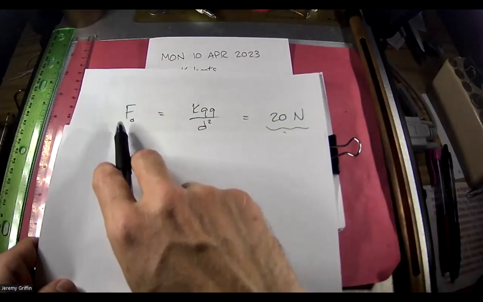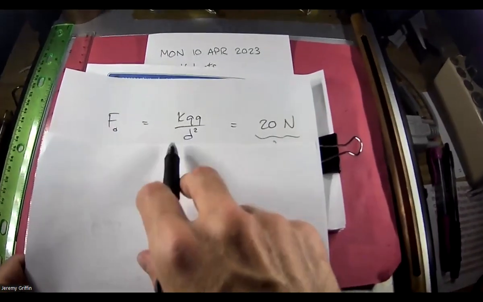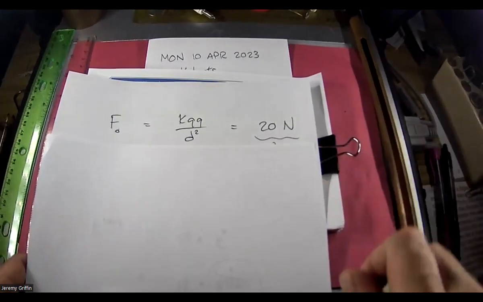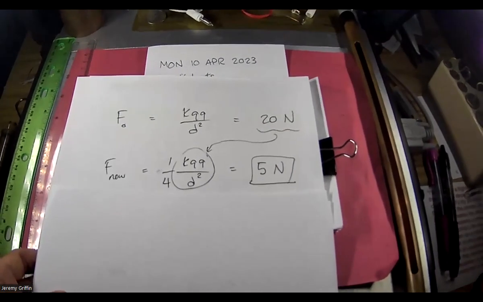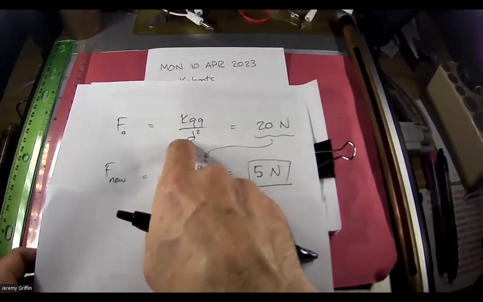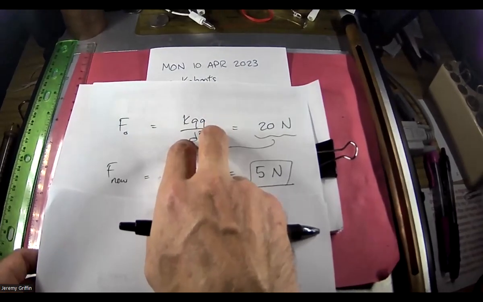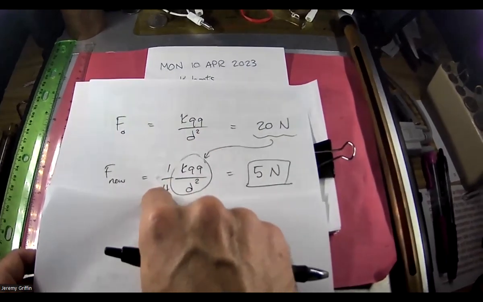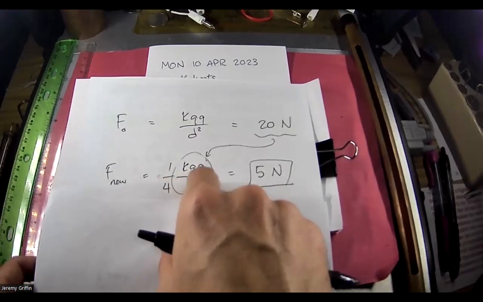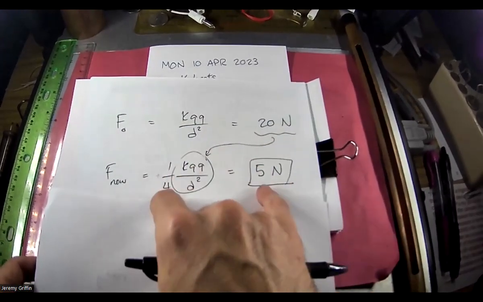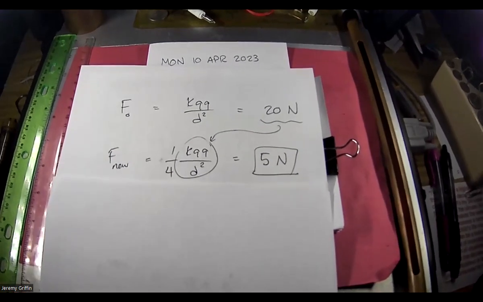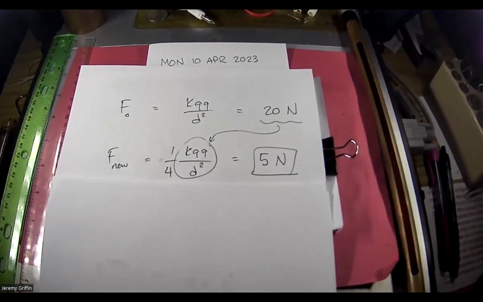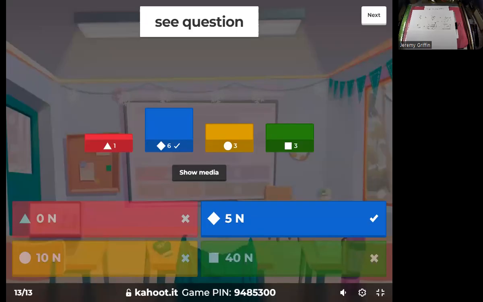Suppose you had two charged particles and you ran kq over distance squared and got 20 newtons of electrostatic force. That was the original value. Then we double the distance. As you throw a factor of 2 on that d, 2 squared is 4, and it's in the denominator, so you can pull that out. All this stuff was 20 newtons, so a quarter of 20 newtons is 5 newtons. So double the distance, you get a quarter of the force.